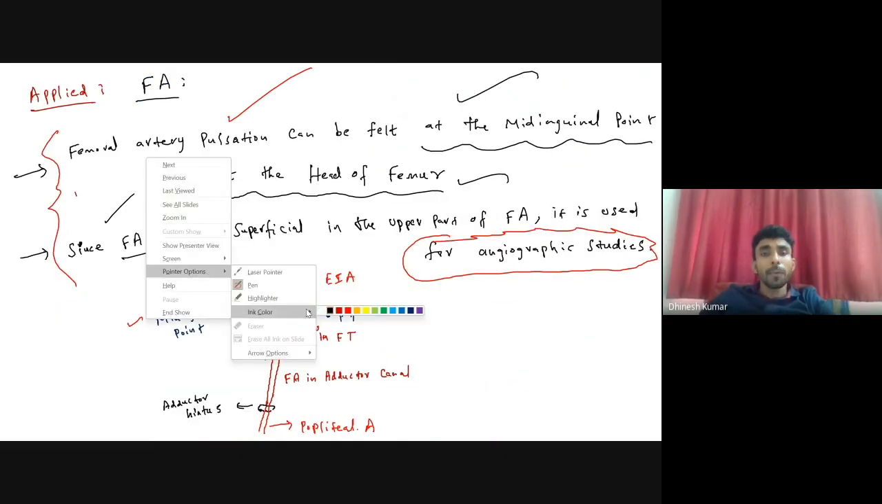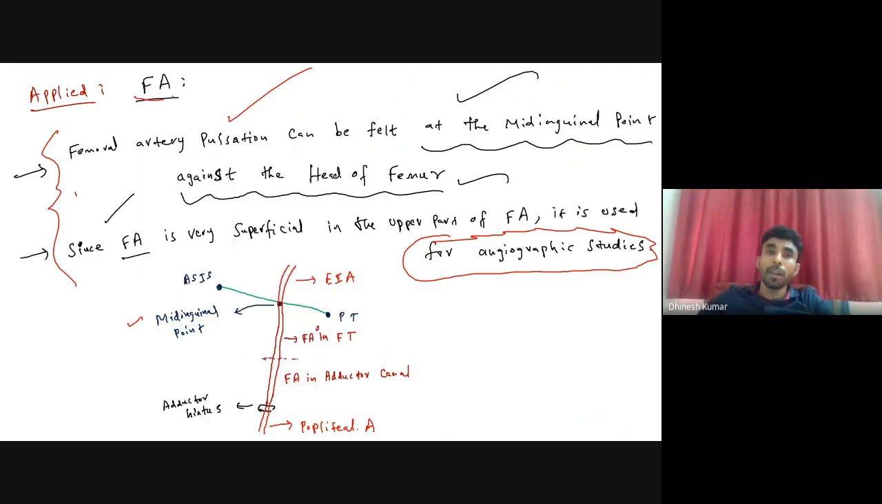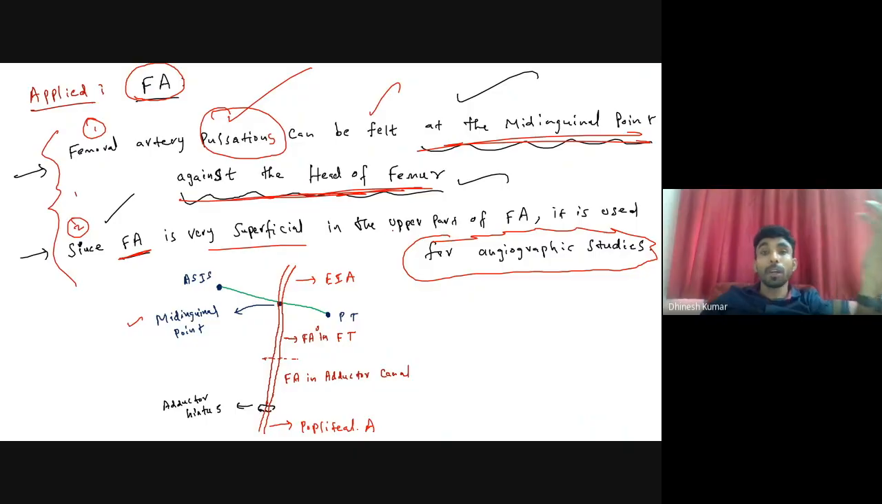Now another possible subquestion for the femoral artery is the applied aspect of the thigh structure. You will be knowing already, okay. Femoral artery pulsations can be felt at the midinguinal point by compressing against the head of femur bone, okay. What is the site of pulsation? Yes, at the midinguinal point. Another applied aspect is that the femoral artery is very superficial, mainly in the upper part of the femoral triangle. So it can be used for angiographic studies, by introducing the catheter, okay.